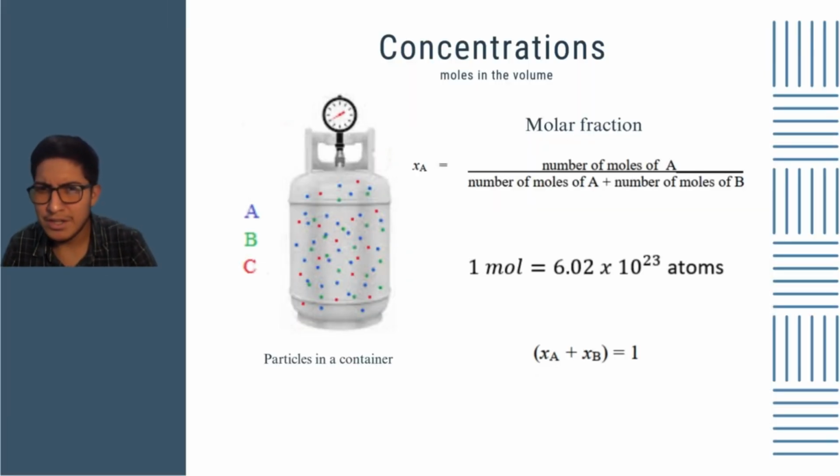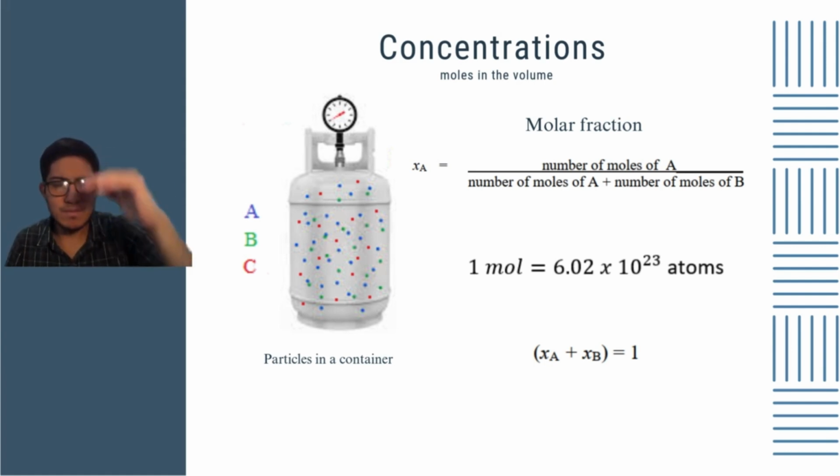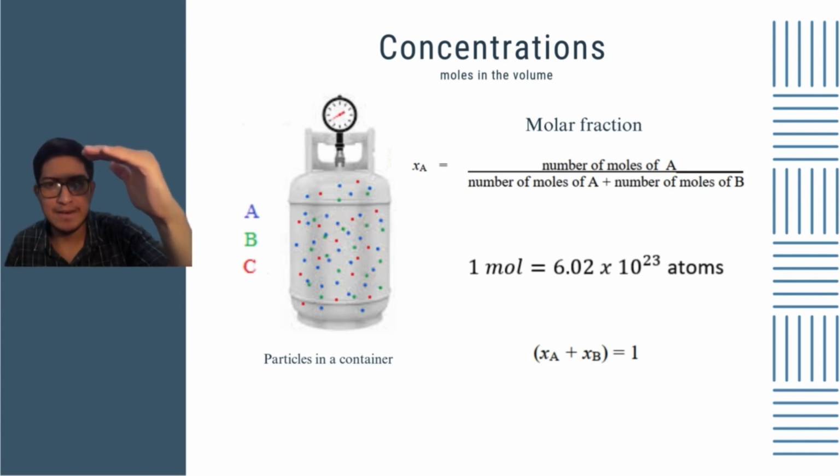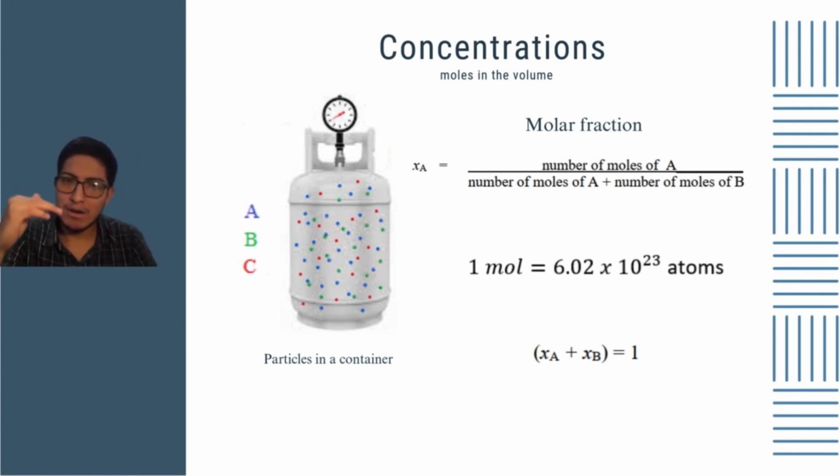Similarly, we have molar fraction. This is no more than the relationship between the number of moles of a substance divided by the number of moles of all the substances. More specifically, a mole is just some atoms. As here we see, it's 6.02 times 10 to the power of 23. So, a molar fraction is no more than knowing how many atoms of a substance we have per each amount of atoms of all the substances.